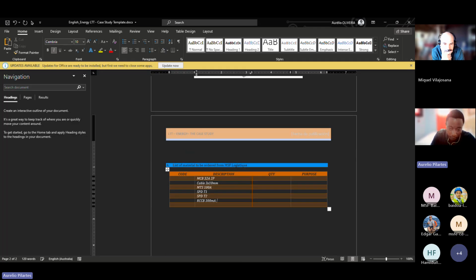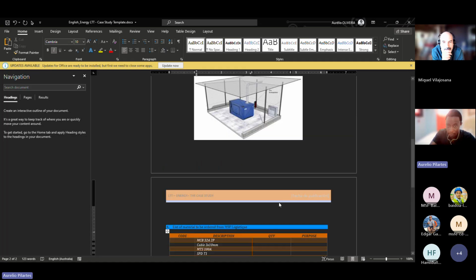And the main breaker is 32, so this one should be 40 amps because there's no 32 amps RCCB. Then you will need other RCCBs with 30 milliamps for the terminal boards, for the secondary boards after the main board. And the quantity of these small ones is the quantity of boards.